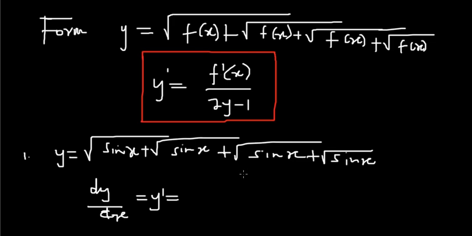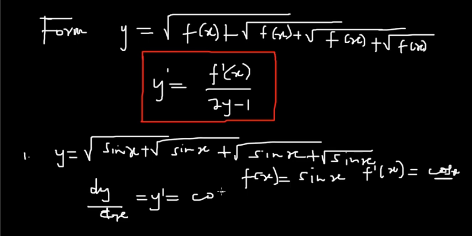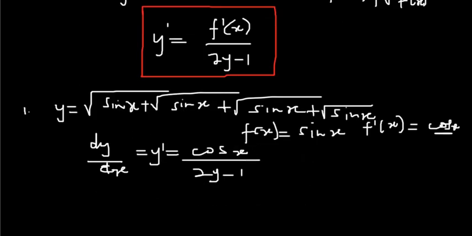First you need to find f of x. So f of x is sine of x. Now what is f prime of x? f prime of x means that you are differentiating sine of x, and when you differentiate sine of x, you end up with cos of x. So all you have to do is use this formula and come up with your final answer. So we have cos x divided by 2y minus 1. This will be your final answer for this kind of infinite series problem.